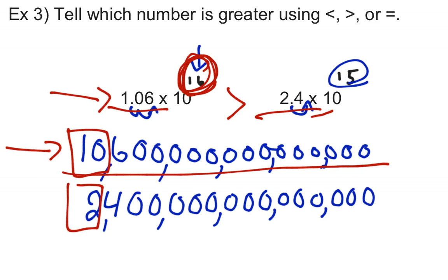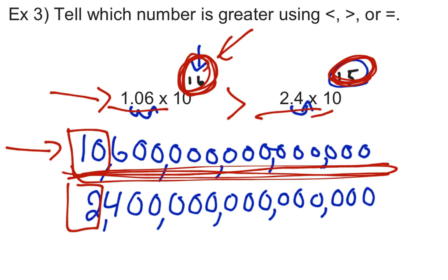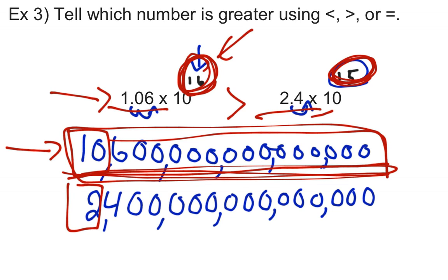Right here. That exponent is a 16. This exponent is a 15. Because that one's bigger, that told me that there was going to be more numbers in this thing when I wrote it in standard form. Okay? So my final answer here is the greater than. Okay, that's our lesson today, guys. Good luck.